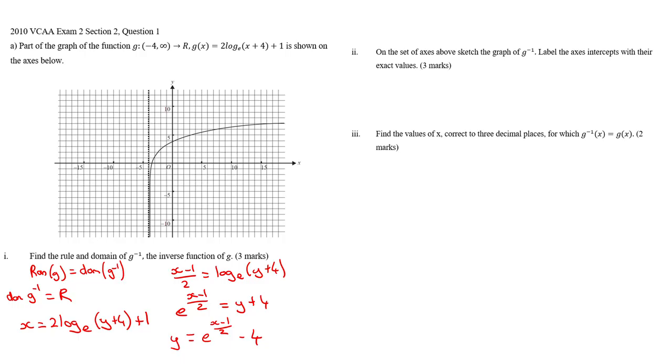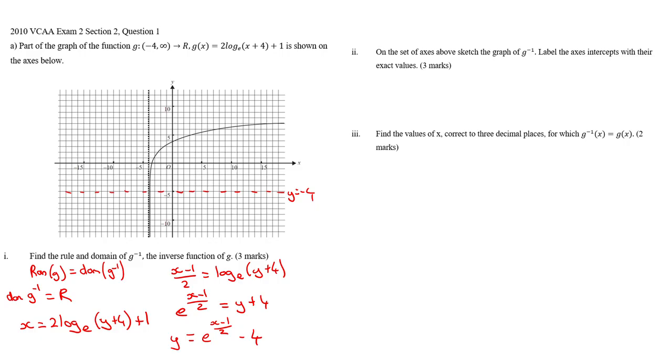So next it's wanting us, on the set of axes above, to sketch the graph of the inverse. Label the axes intercepts with the exact values. Before I get started with that, we know when we've got x equals -4, there's an asymptote. So for the inverse, I've got y equals -4, and I will do a dotted line. Apologies, it's not straight because I'm doing it on a computer. And I'll label it as y is equal to -4.